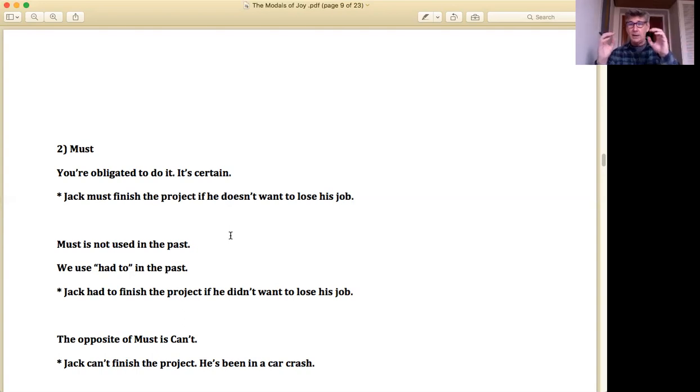So we take have to and we put it in the past and it's had to. All right. Yesterday, musel sem zavolat Boženku. Now, so we can't say must in the past tense in English.